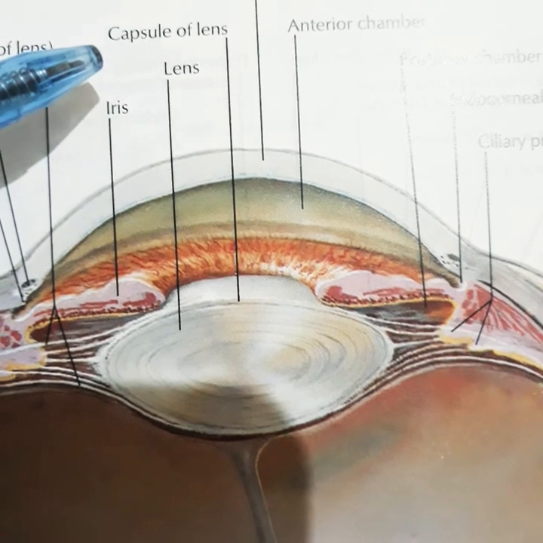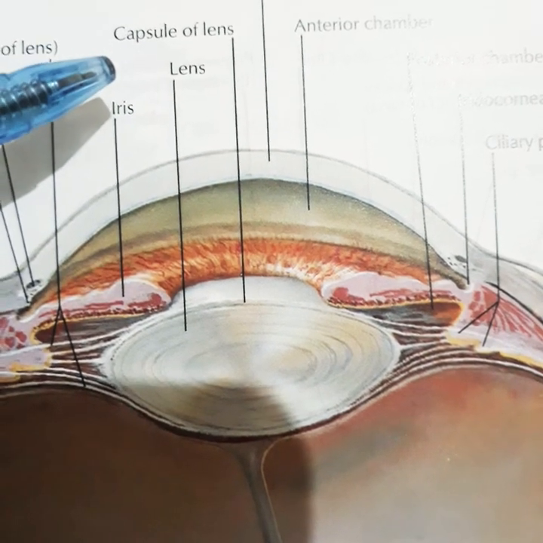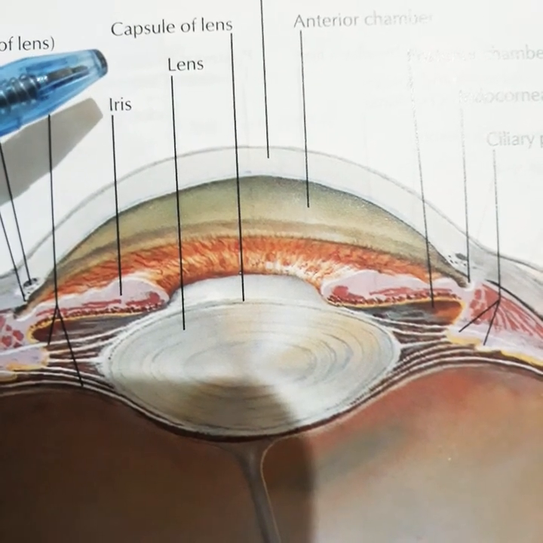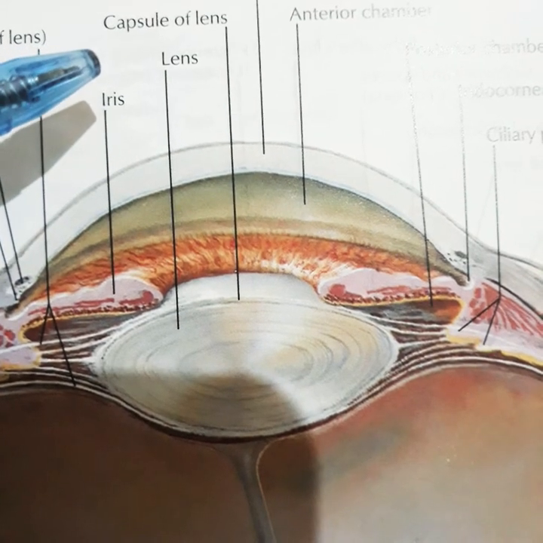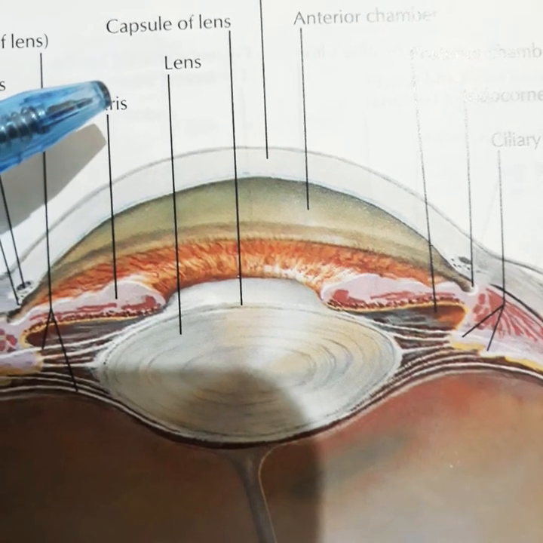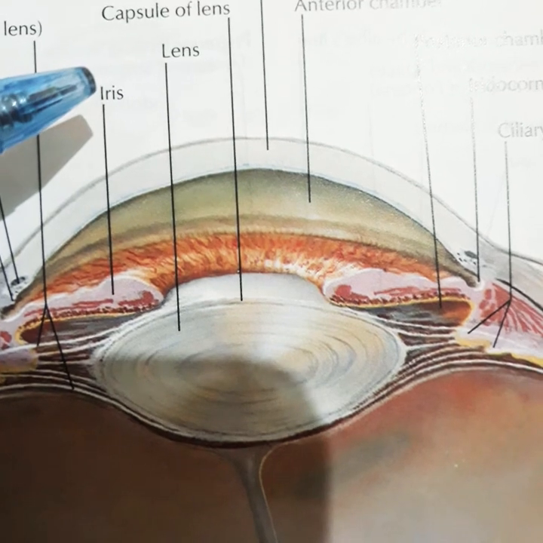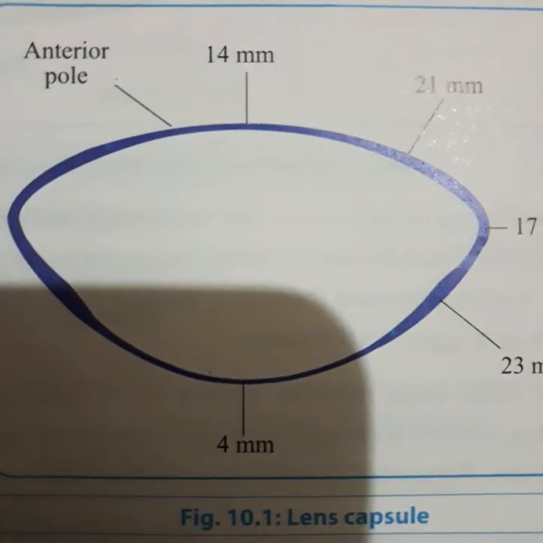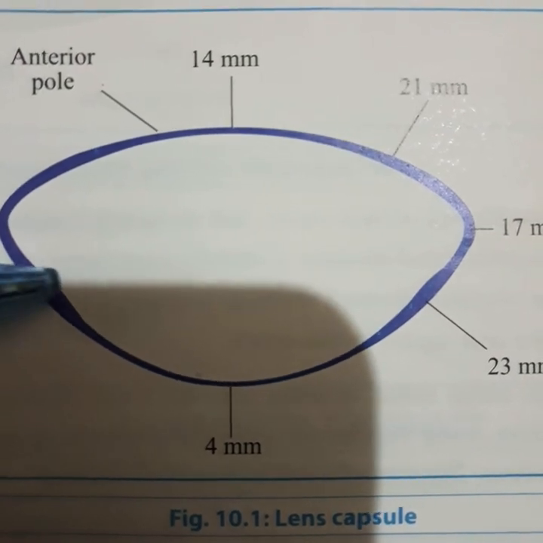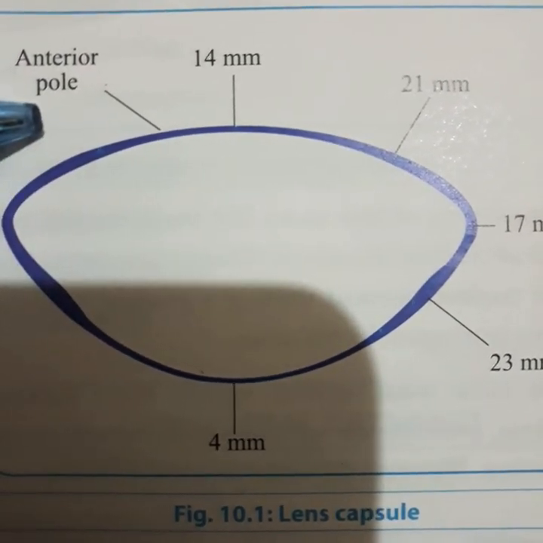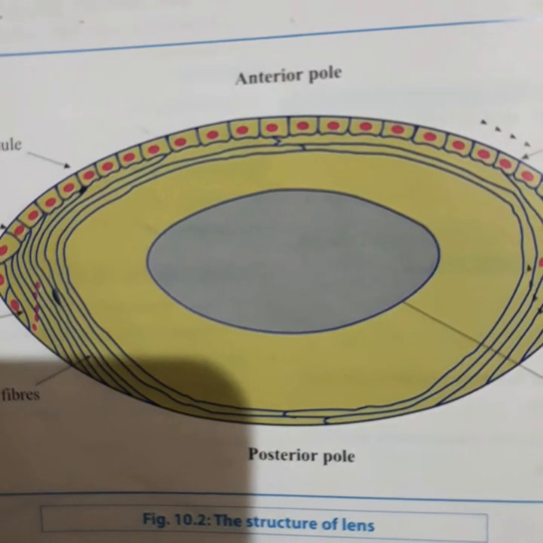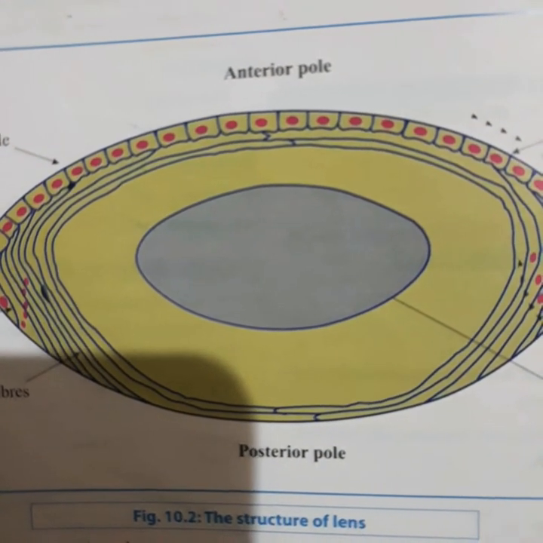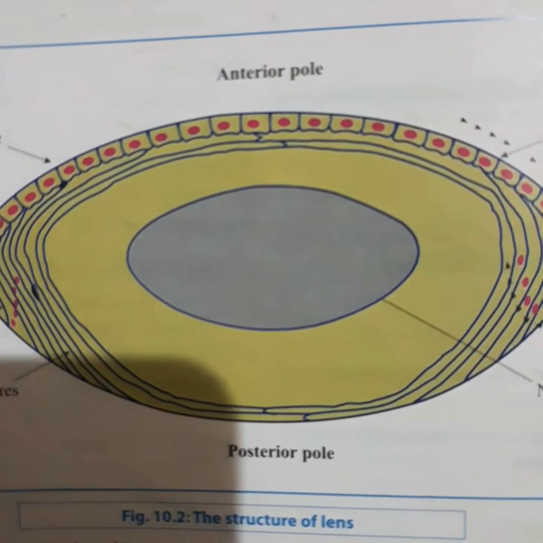Capsule. It is a transparent, homogeneous, highly elastic envelope of the lens substance. It is a basement membrane that develops from the lens epithelium. That is a lens capsule. Anterior pole of the lens capsule. That is the structure of lens, anterior pole and posterior pole.